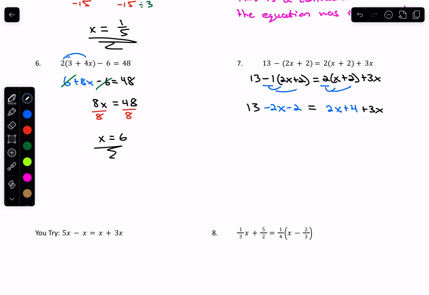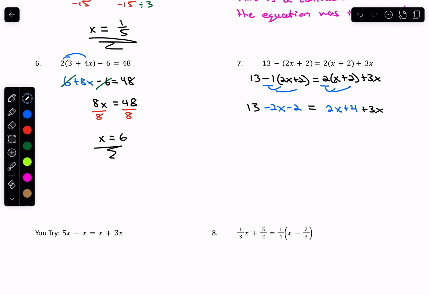All right, so just be careful when you distribute that negative sign. Both things on the inside change signs, and they both become negative in this case. But specifically, we're multiplying a negative 1 times both things. All right, so now we can combine like terms.